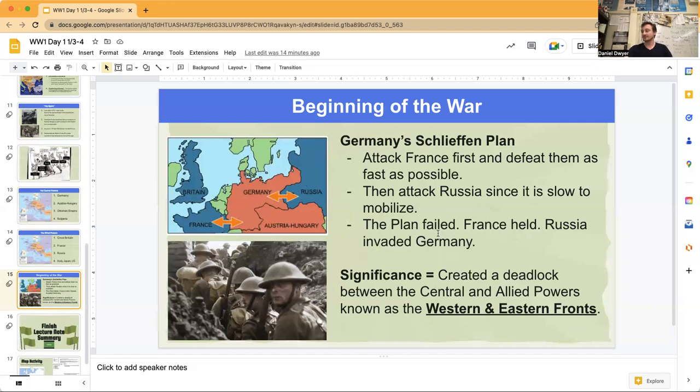However, the plan does fail. France is able to hold off Germany so they don't completely invade it. And so now Germany has to fight this war on two fronts. So the significance is that this does create a deadlock between the Central and Allied powers, and they call them the Eastern and the Western Front. A lot of this war, we're going to be talking about a lot of trench warfare. So that is kind of how this is just going to start. Again, that is just the beginning of the war. This is just an introduction to World War I. So we will be going into a lot more of these themes later throughout this unit.